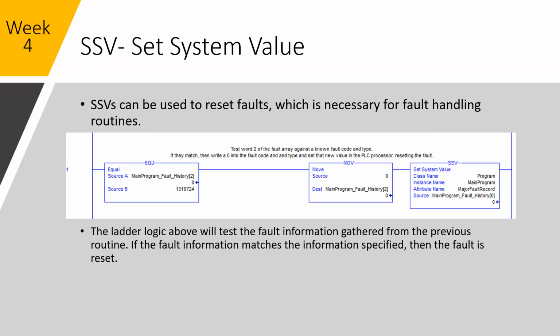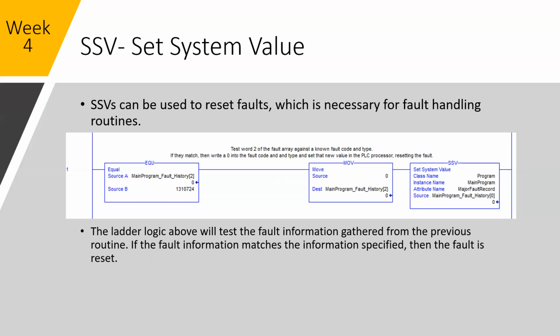So the get system value will reach into the controller, pull out a system value, and the set system value will set the system value. The example being used here is for fault information, but this can be used for pulling the system time out of the processor or setting a new system time in the event that the system time has deviated. You can get fault information from communication modules as well.